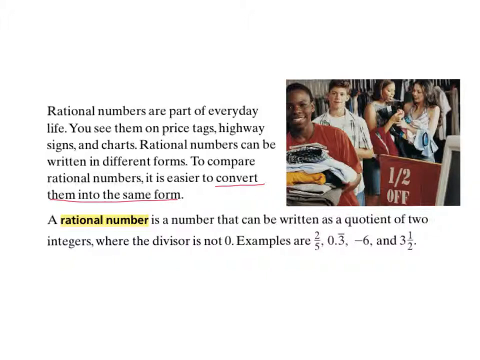So a rational number is a number that can be written as a quotient of two integers, where the divisor is not 0. Examples are 2 over 5, 0.3 repeating, -6, and 3.5. So every integer is a rational number, but not every rational number is an integer, because remember, integers are only whole numbers. Rational numbers can be parts of numbers, or fractions, or decimals of numbers.